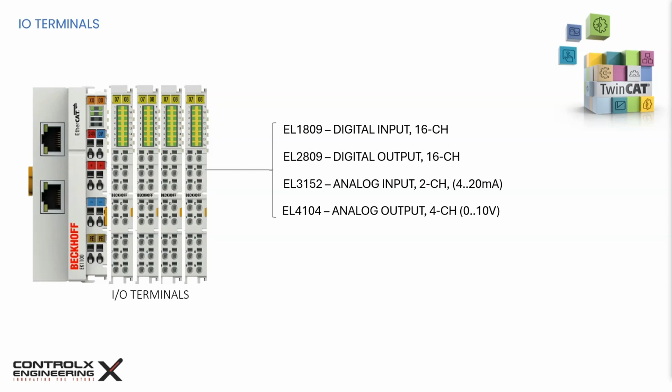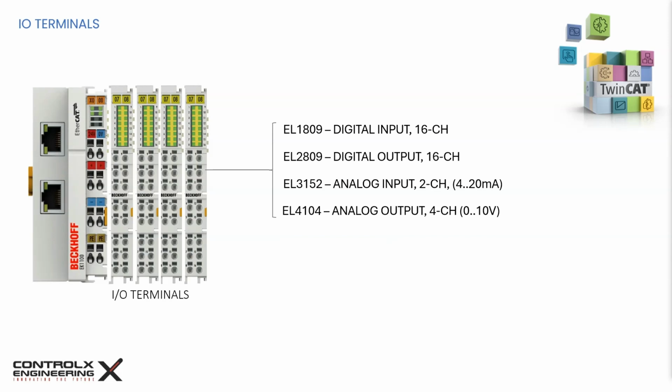If you recall from part 1 of this tutorial on how to access the product information from Beckhoff's website, you will see that an input voltage in the range of 11 to 30 volts is considered as a high signal, and an input voltage in the range of minus 3 to 5 volt is considered as a low signal.